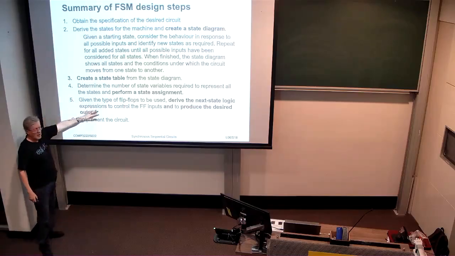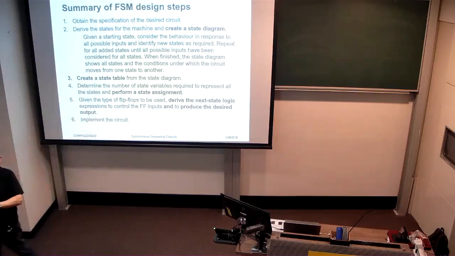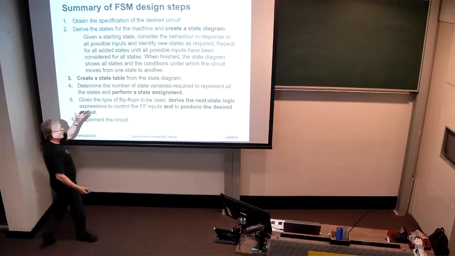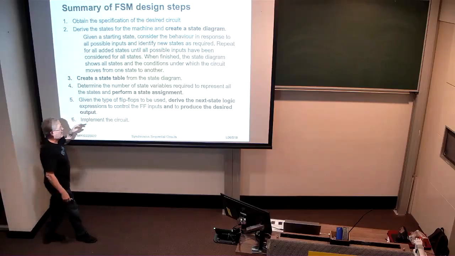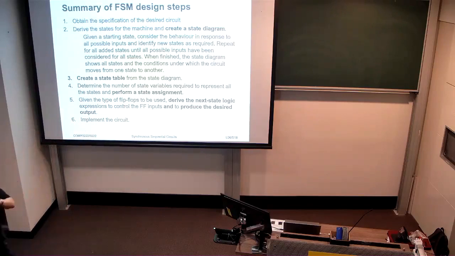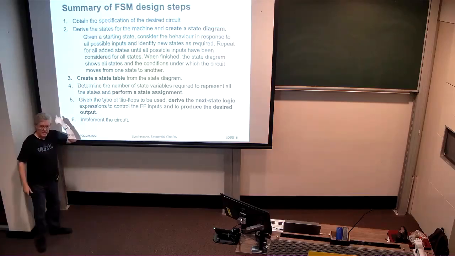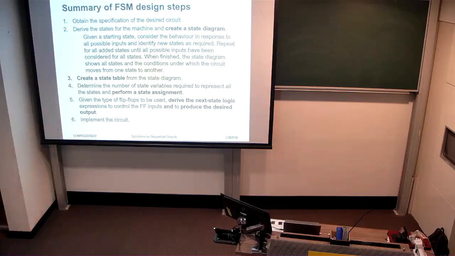And then based on the type of flip-flops that we're using, we determine what the next state table should be, what the state variables, what the next state logic needs to be, and what equations we need to drive those next state variables to the desired output. And finally, we implemented the circuit. And if you were doing things properly, you'd want to simulate your design and then test it out on the board to make sure that it's working properly, right? All good so far? Right.